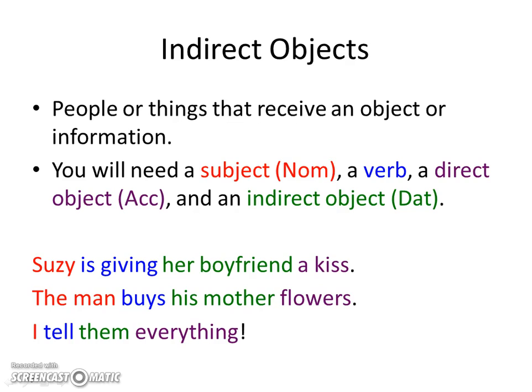So we've got three English sentences here. Susie is giving her boyfriend a kiss. The man buys his mother flowers. I tell them everything. Go ahead and take a minute and label all the parts of speech. Label all the subjects with an S, verbs with a V, direct objects with a DO, and indirect objects with IO. I'll give you a minute or two to do that. All right. So we can also review with each other what those parts of speech were.